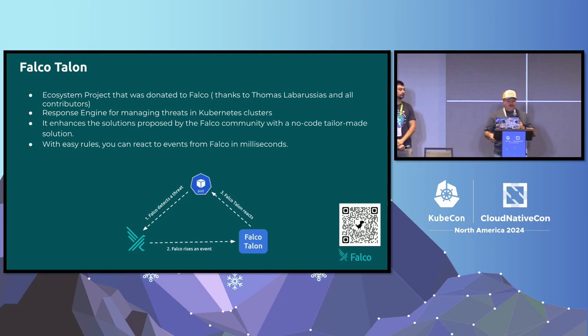It's a response engine that helps to manage threats in the Kubernetes cluster. And the idea here is to use a no-code approach. For example, Falco detects a threat and raises an event, and then Falco Talon reacts on that event that we defined in a file before. The QR code goes straight to the GitHub project, where you can take a look and help us contribute more.